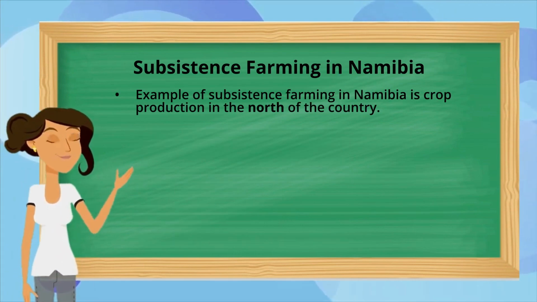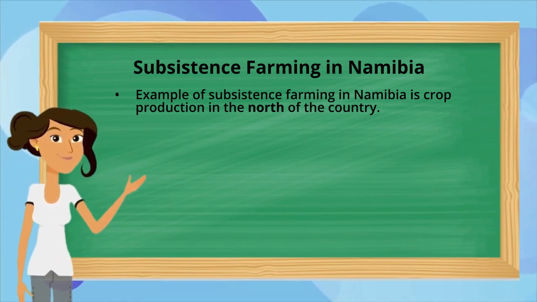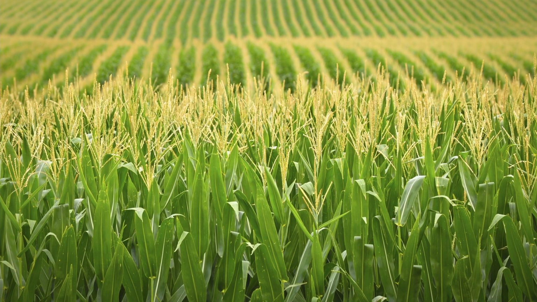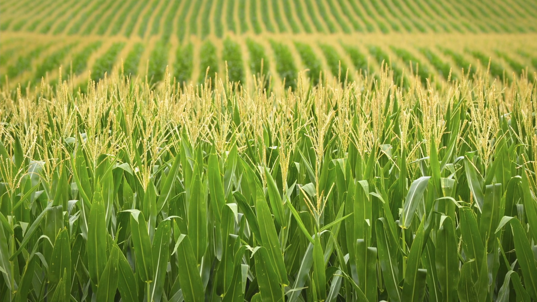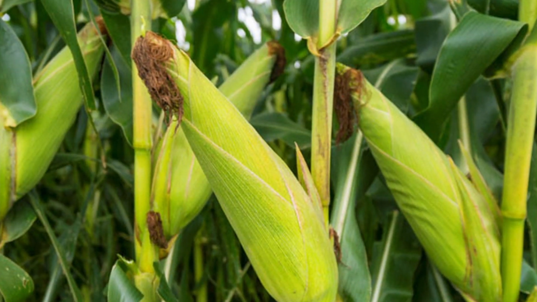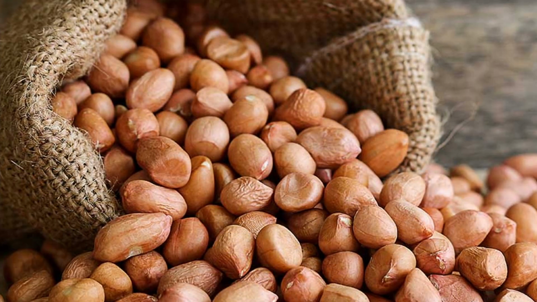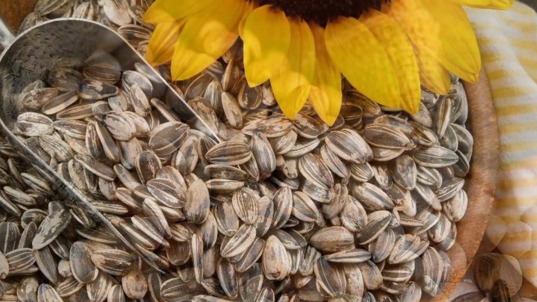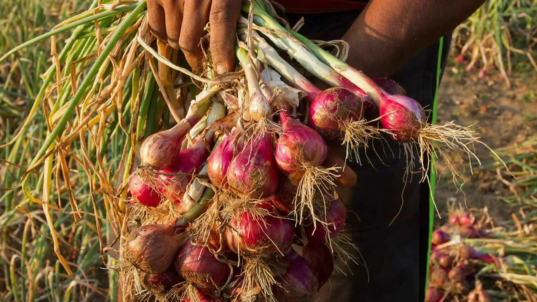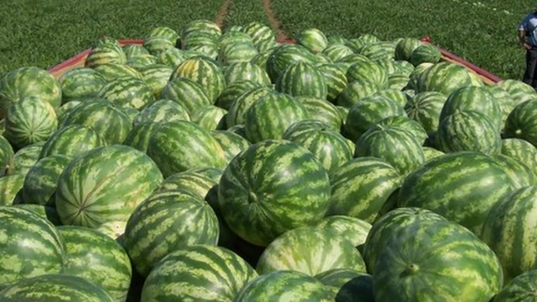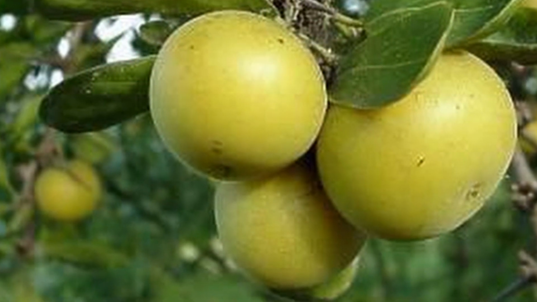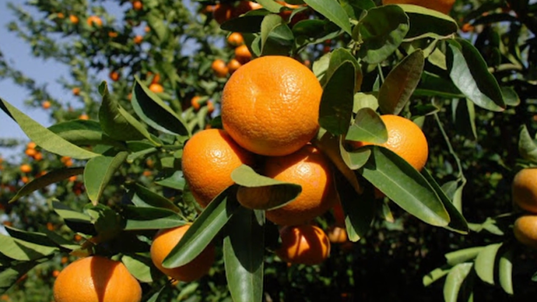An example of subsistence farming in Namibia is crop production in the north of the country. Examples of crops grown in the northern areas are mahangu, sorghum, maize, beans, groundnuts, sunflowers, potatoes, pumpkins, onions, melons, sweet potatoes, tomatoes, and fruit from the marula and citrus trees.